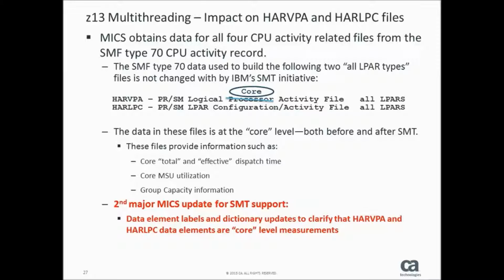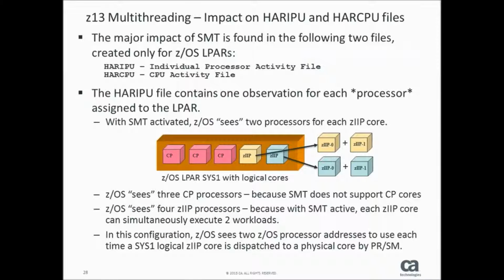The parts of the Type 70 record we used to build these 2 files did not change with multithreading, and the data is at the core level. So the second major update that you're going to see with RMF 7060 is labels and definitions for HARVPA and HARLPC file elements are clarified to make sure you know we're talking about cores.